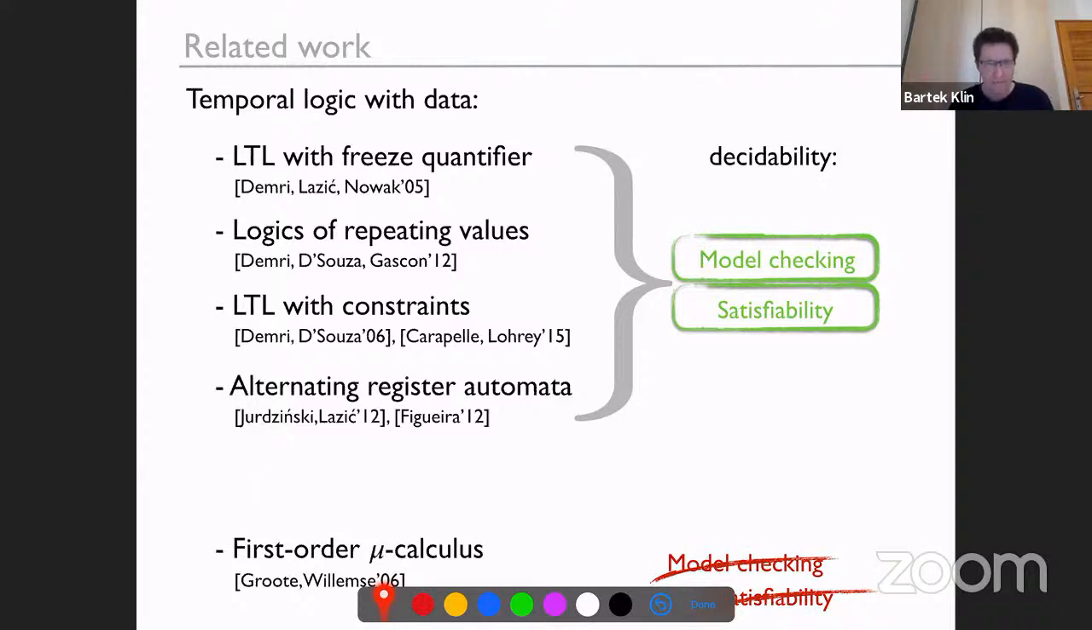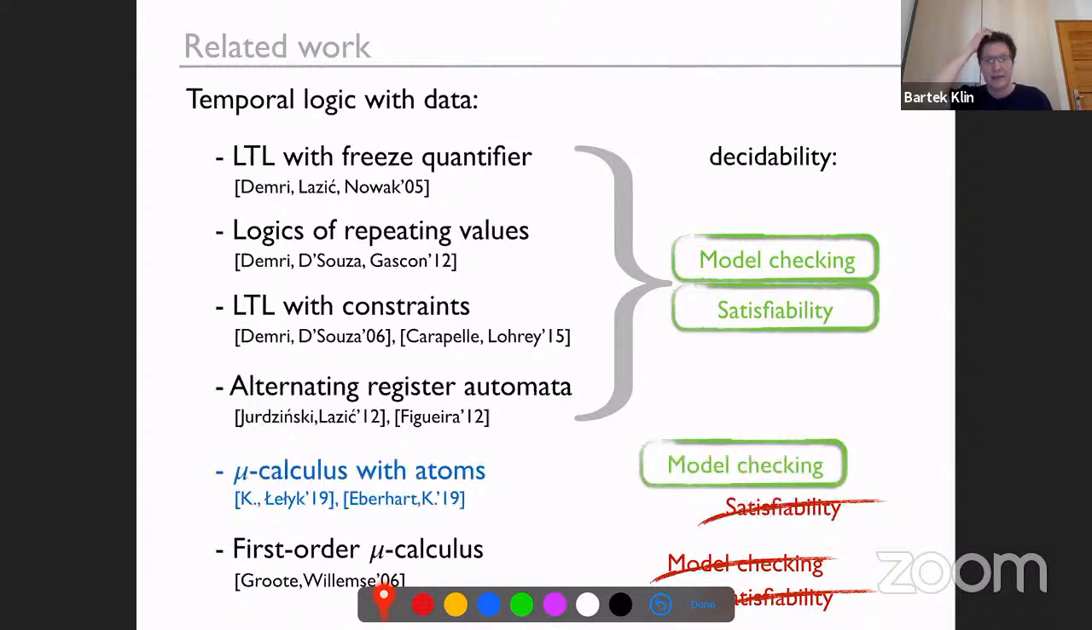This work here is the μ-calculus with atoms. It sort of sits in between. So in the μ-calculus with atoms, model checking will be decidable, satisfiability will not. So some applications to verification where satisfiability or non-emptiness will be crucial will be out of the question here. But some applications where we have a concrete system and concrete property to check will still be covered in reasonable complexity. So this is what this μ-calculus will be.